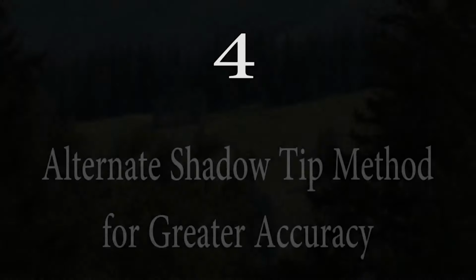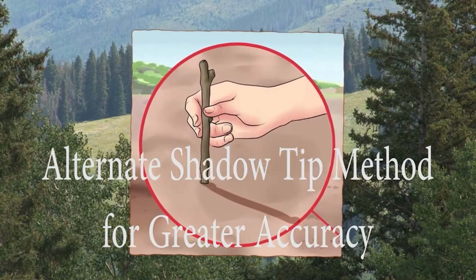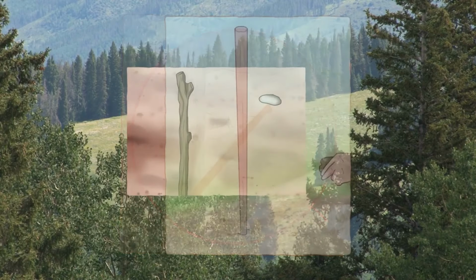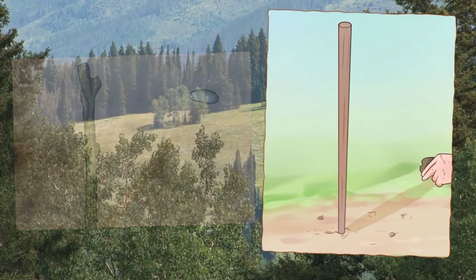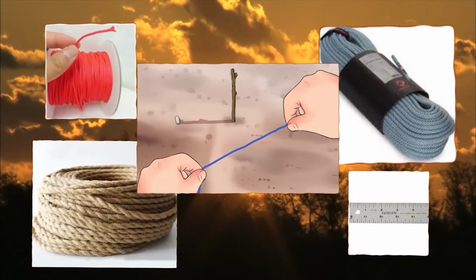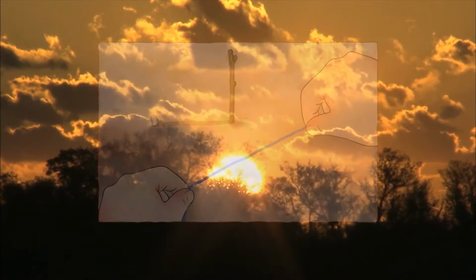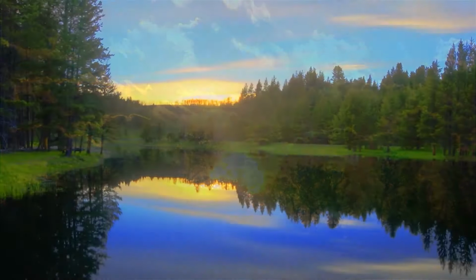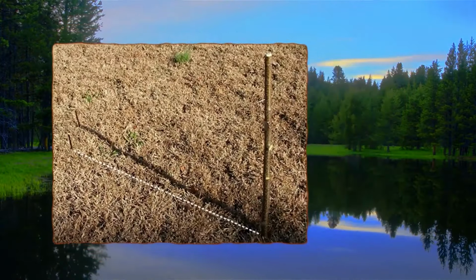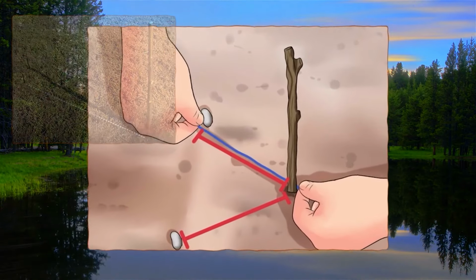Method 4, the alternate shadow tip method for higher accuracy. Take a short stick and place it firmly into level ground. First, mark the tip of the shadow with a rock or marker of some type. Next, use a piece of string, line, rope, or something similar to measure the exact distance of the shadow. The first reading should be taken in the morning or at least an hour before noon. Sit back and monitor the shadow as it begins to shrink before midday and then begins to grow or extend shortly after noon.